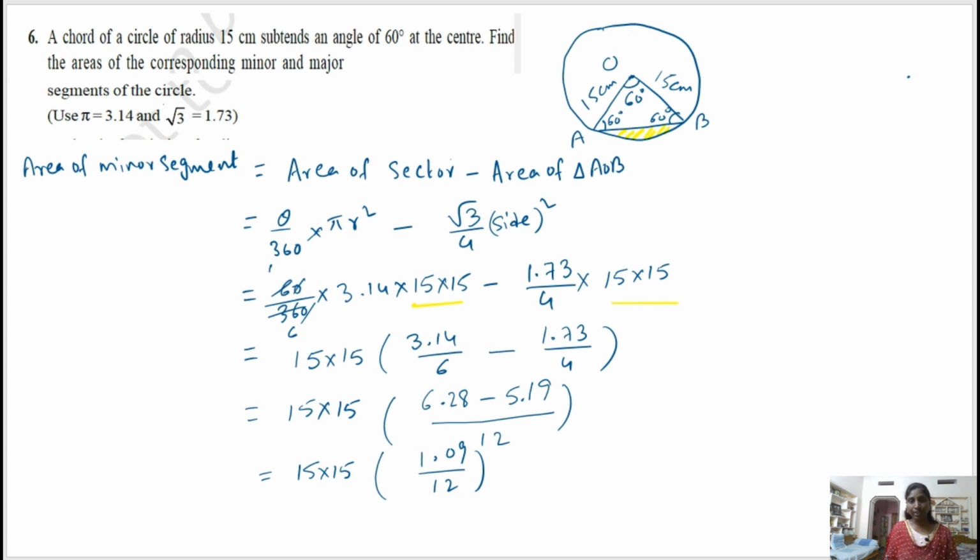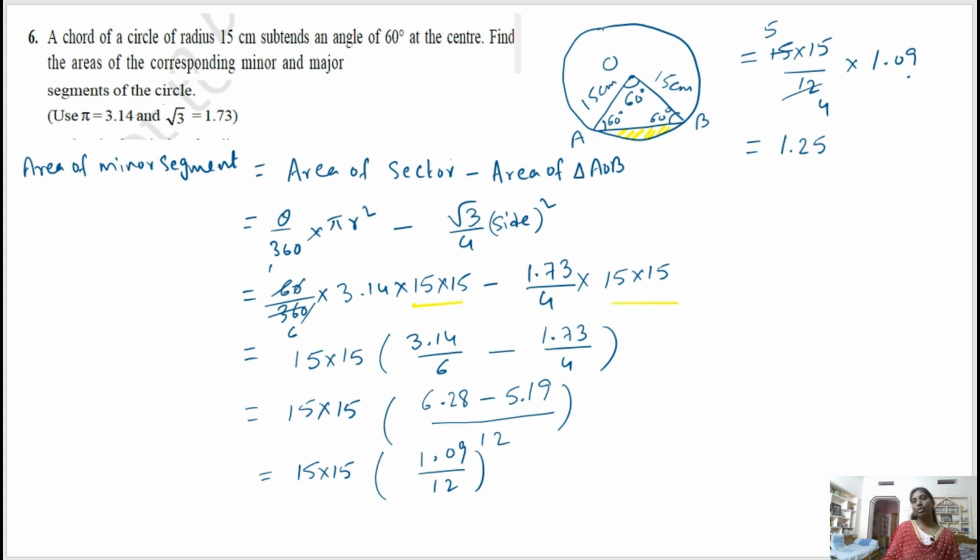Okay, now we can calculate it in a very simple way. Here we can write it as 15 into 15 by 12 into 1.09. Now 15 and 12 can be cancelled out by 3. 3 fours are 12, 3 fives are 15. Now we can write it as 5 into 15 by 4 into 1.09. Now divide 5 by 4. If you divide 5 by 4, you will get 1.25.